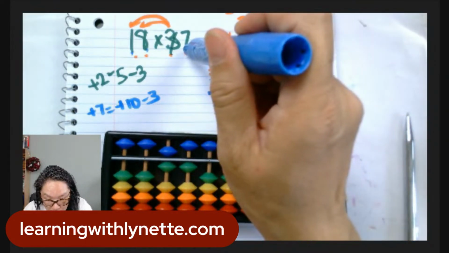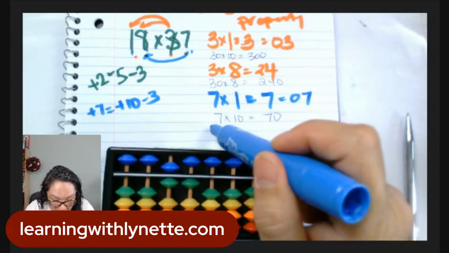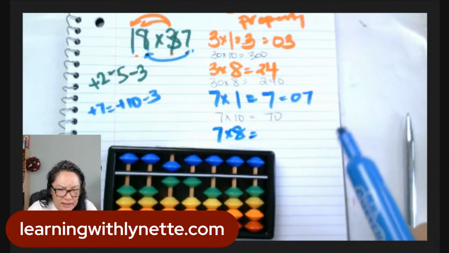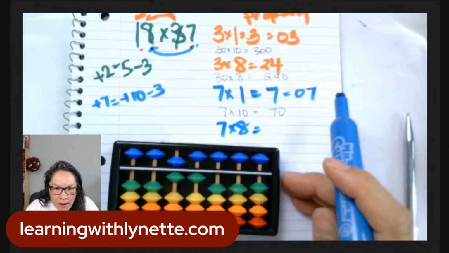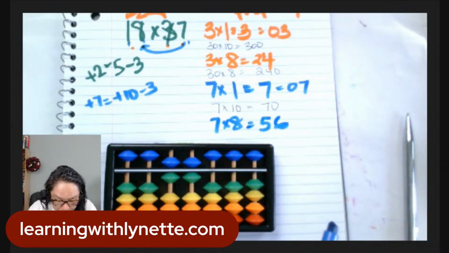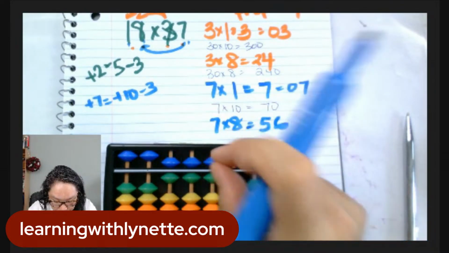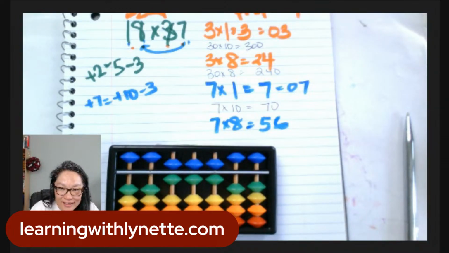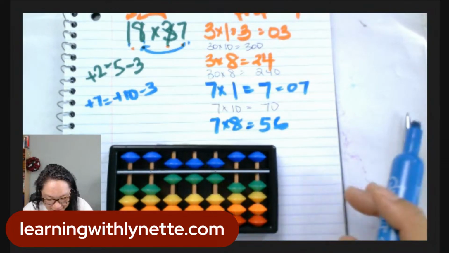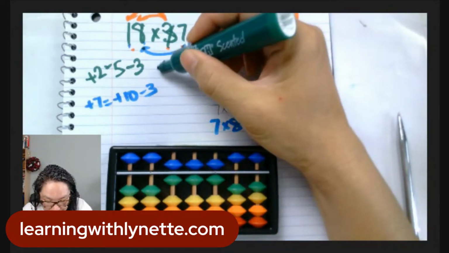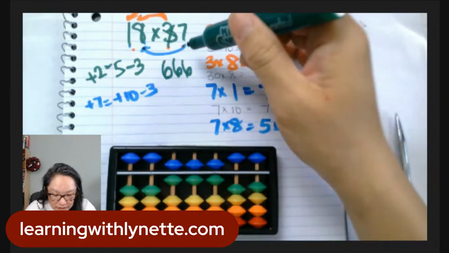And then what do I do? 7 times 8 is, oh my God, what's 7 times 8? Is it 56? Right? 56. Good. Add the 5, add the 6. 666. I'm not sure if anybody's religious, but that's the answer. 666 is the answer.